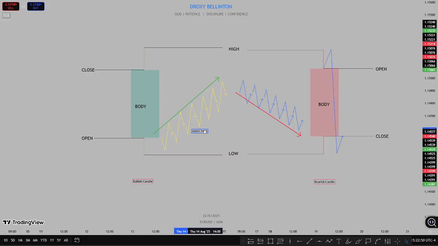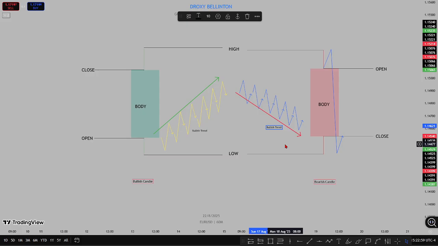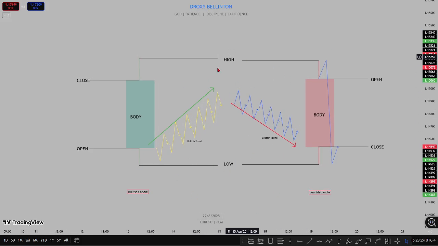Then this is a bearish trend. Okay. So we have a bullish trend and we have a bearish trend. Do you understand? So all this is called the anatomy of a candlestick. Do you understand? Yes. And it's very simple. Just go over the video over and over again until you understand it. This is the backbone, the skeleton, of what a candle looks like.